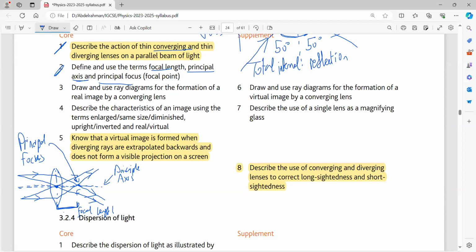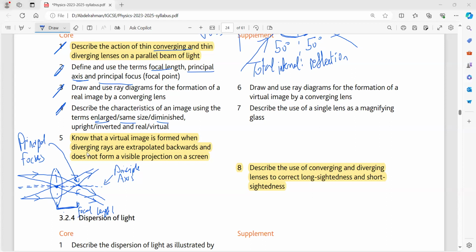Again, you can recall some of the rays which we drew in a converging lens. The parallel ray has to bend and move through the focal point. The ray moving through the center will continue in a straight line. It will not bend, it will not refract. And then we had some of the characteristics. The image could be enlarged, same size, or diminished, depending on the image.